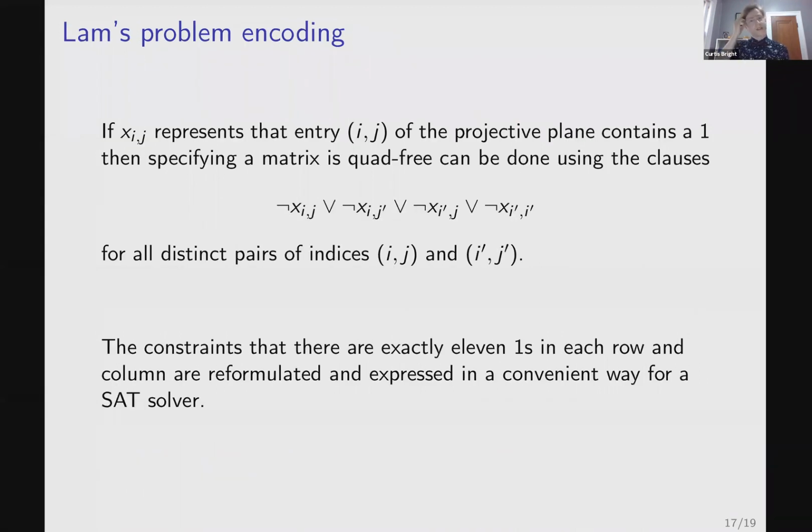So the encoding actually is not that difficult. I'll review it here. Basically, you're saying that for every rectangle in your matrix, at least one of the corners must be 0, because they can't all be 1. So if you let xij be true when the ij entry is a 1, you're saying at least one of the corners must be false, right? So you have a bunch of clauses which look like this for every rectangle in your matrix. And then you can also encode the row and column sum constraints. You want exactly 11 ones in every row and column. You can reformulate this in a convenient format for a SAT solver. I won't go into the details, but there's lots of ways of doing something like this.